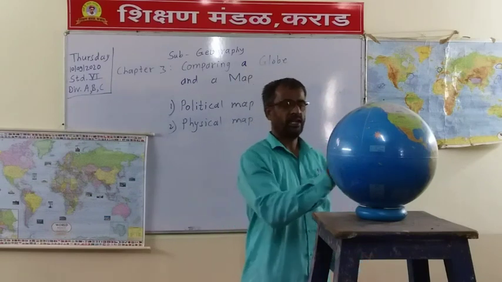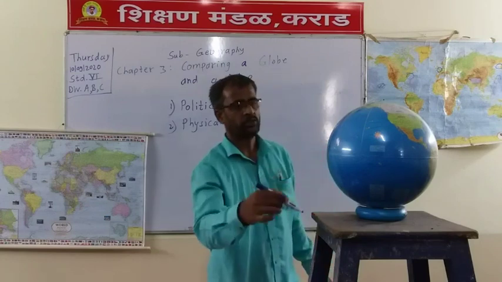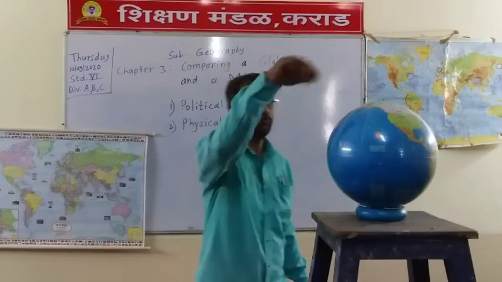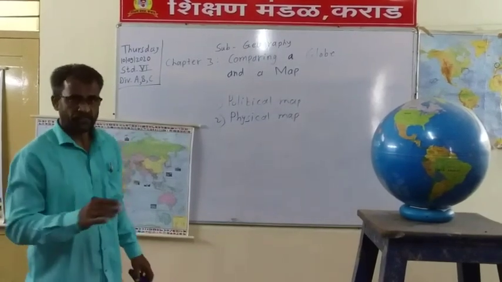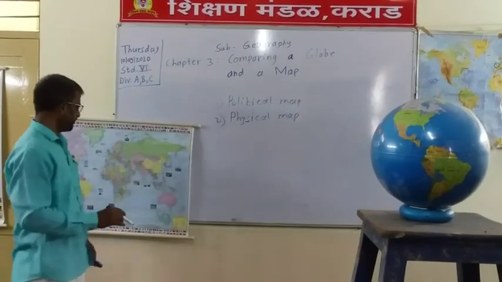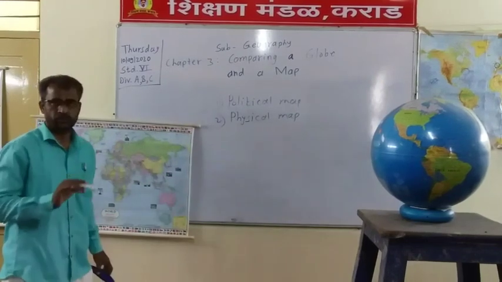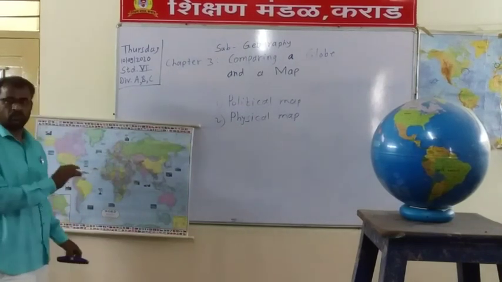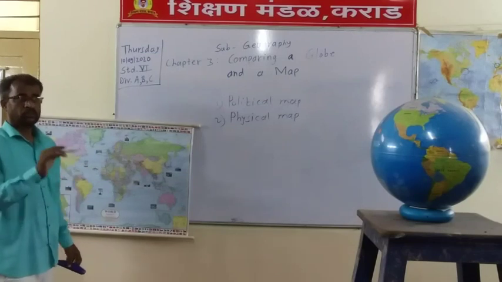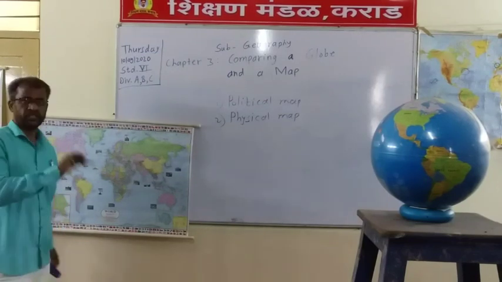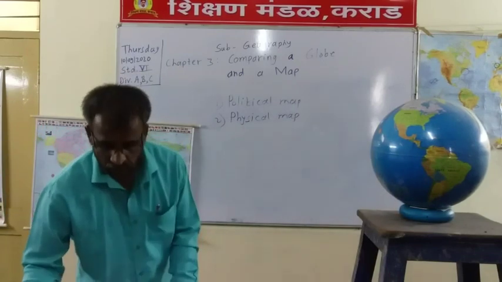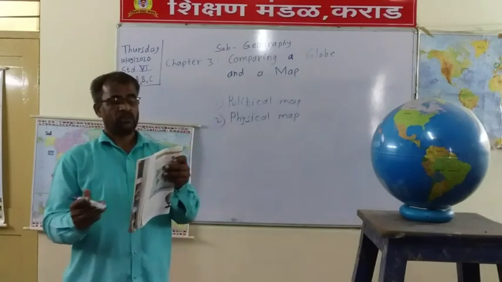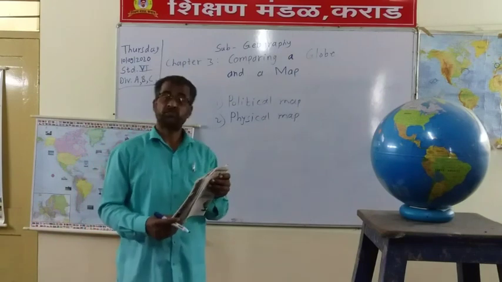Together these parallels of latitudes and meridians of longitudes form a grid or net on a globe, whereas a map is a representation of the entire area of the world. A map shows us continents, nations, states, cities, even villages in detail. So, a map device allows us to study a particular region in detail.